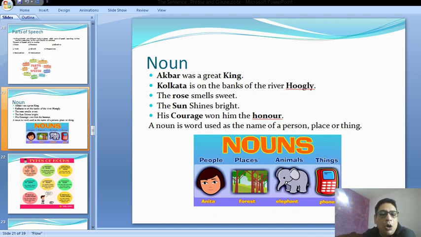So it says a noun is a word used as the name of a person, place, or thing. I'll repeat that one more time. A noun is a word used as the name of a person, place, or thing. So you see, people, places, animals, things. These are all nouns. मतलब कोई भी चीज का नाम हम लोग अगर बता रहे हैं, so that becomes a noun. Clear? Now we'll shift to the next slide.